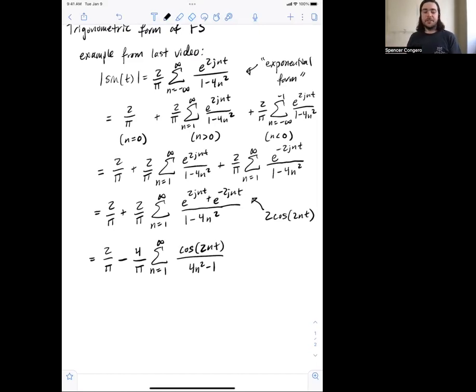Okay, but I didn't change anything from what I just had. And so there you go. So now we've written absolute value of sine of t actually in terms of a big sum of cosine. Okay, and this is going to be what we call trigonometric form, or at least for this function. This is this function in trigonometric form.